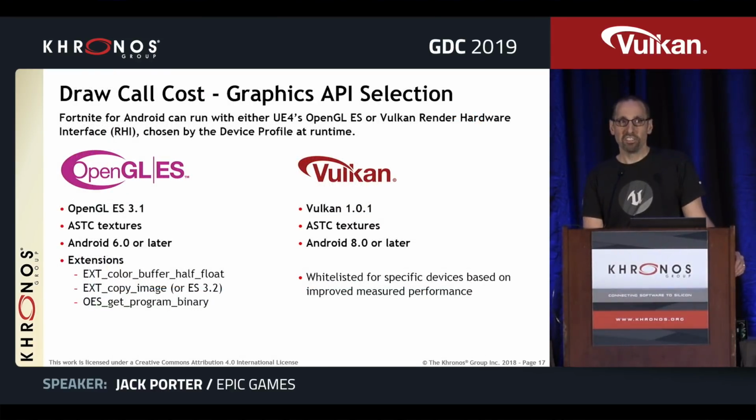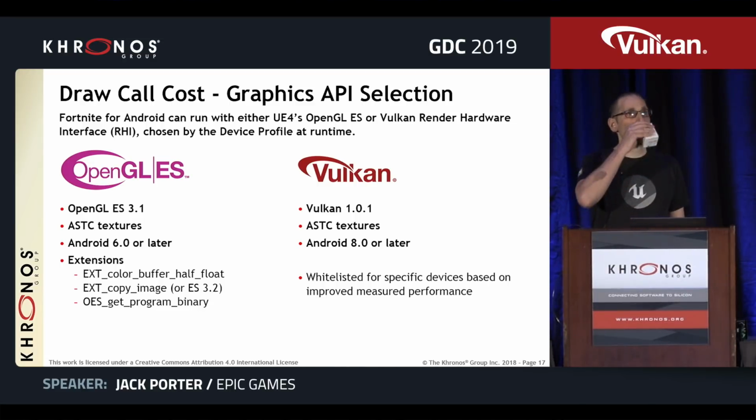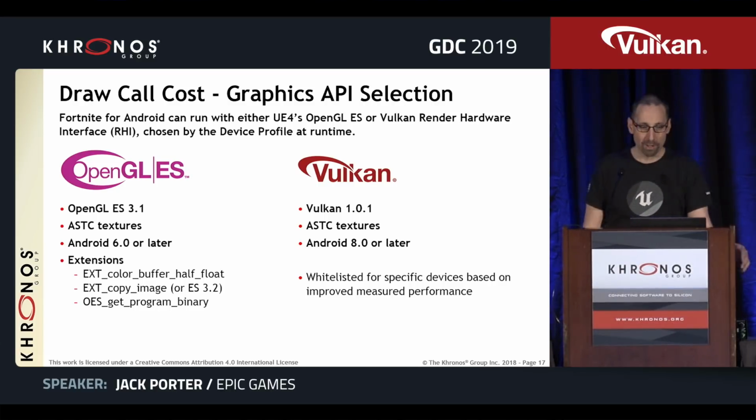The other thing we can do, of course, is change the API that we're using for rendering. Our GLES requirements are ES 3.1 with ASTC textures, a relatively high minimum spec compared to some older devices. We could probably expand that, but at the moment that corresponds quite well to devices that are performant enough to run Fortnite. There are some extensions we require, but on the Vulkan side, we don't have any very strict requirements, but we have whitelisted devices based on the performance we've measured.